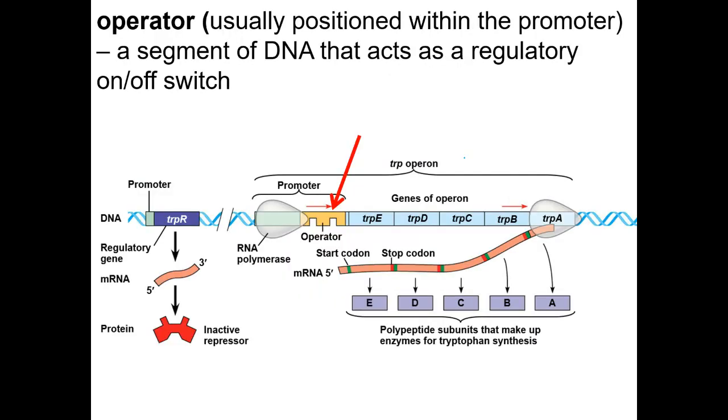So just to define that again, the operator is usually positioned inside the promoter. Usually we define it as inside, but you could do it either way. Anyway, this is a segment of DNA that acts as an on-off switch. The way it works, see this protein here? This protein right now can't bind in there, but if it were bound right in here, then it would block the RNA polymerase from binding and transcribing.